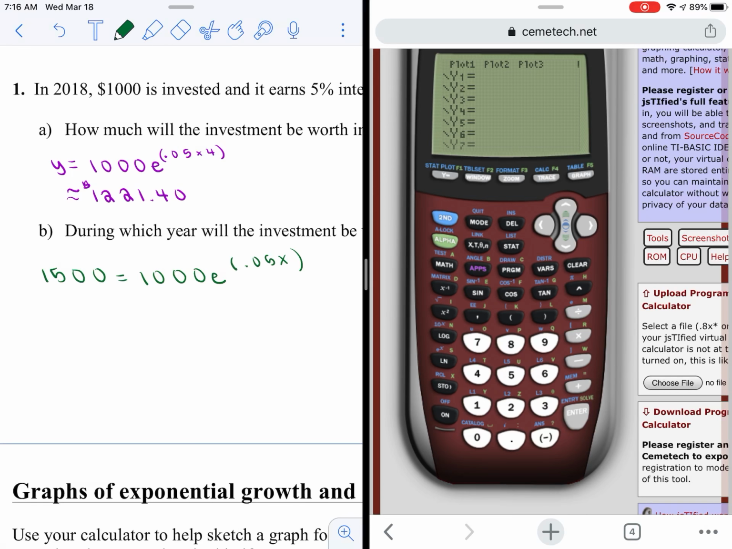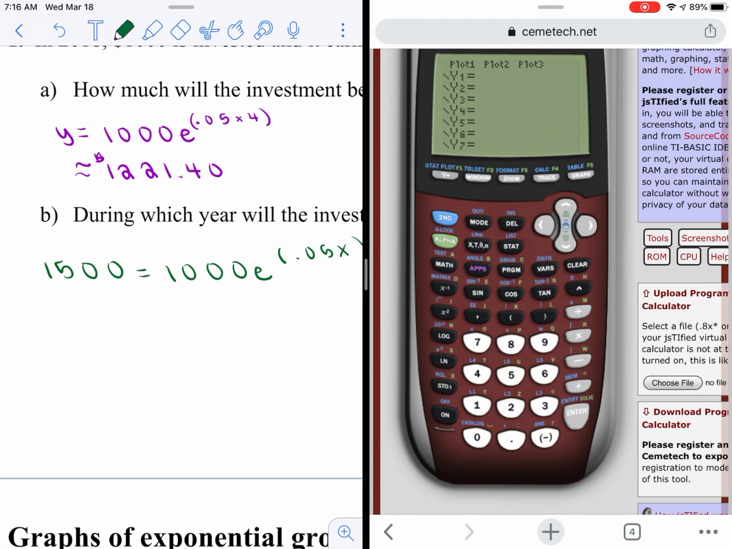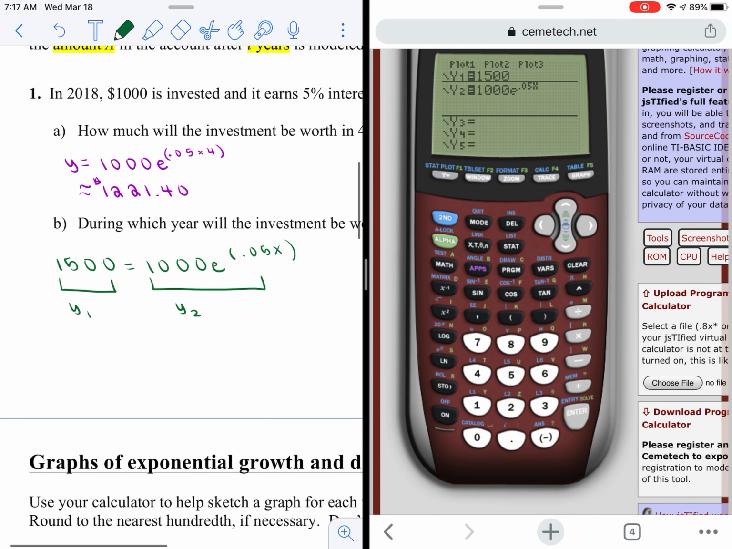So in your calculator, you can go to your Y equals. Remember, we make this Y1, we make this Y2, and we want to find where these intersect. So we get that, we get this, and then that E button, and then 0.05, and then X. Again, don't forget to use parentheses if you have a calculator that does not put it in the exponent.